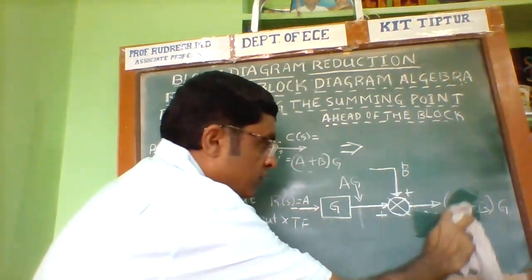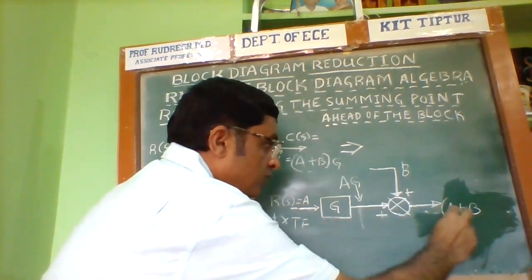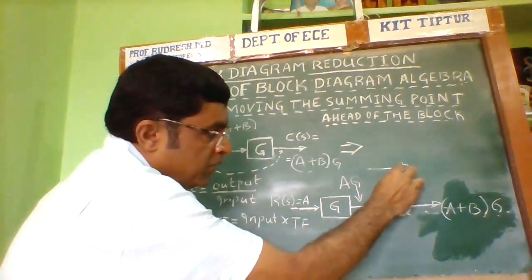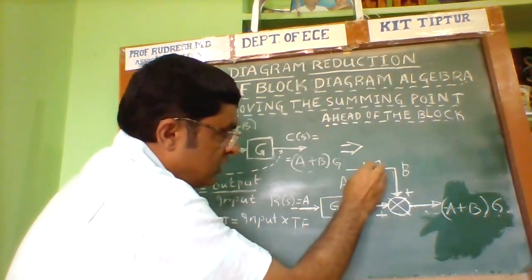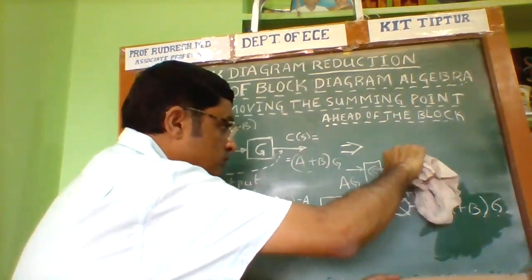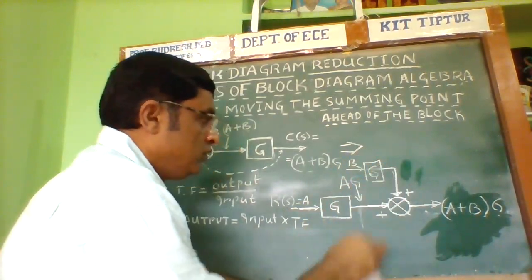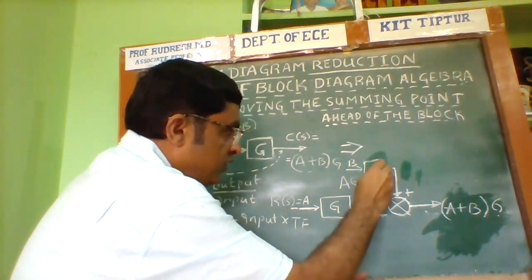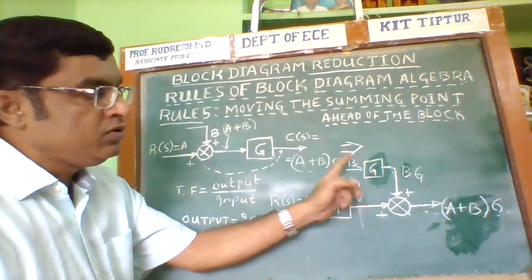So in order to get this (A plus B) into G, we should multiply this particular B branch by this transfer function. Now what is here? The input is B. The output of the block is, now this is the G, the output of the block is now B into G. The input is BG.